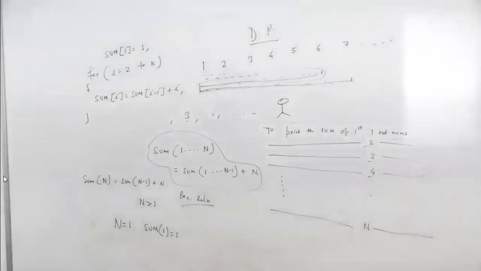Anyone who can talk about the time complexity of this code? Order n, right? You can see that there is a single for loop which is running for n times and getting the job done. Okay.